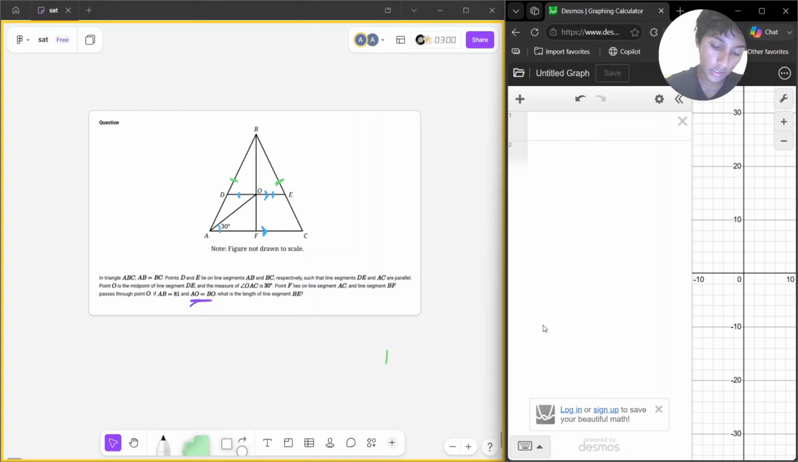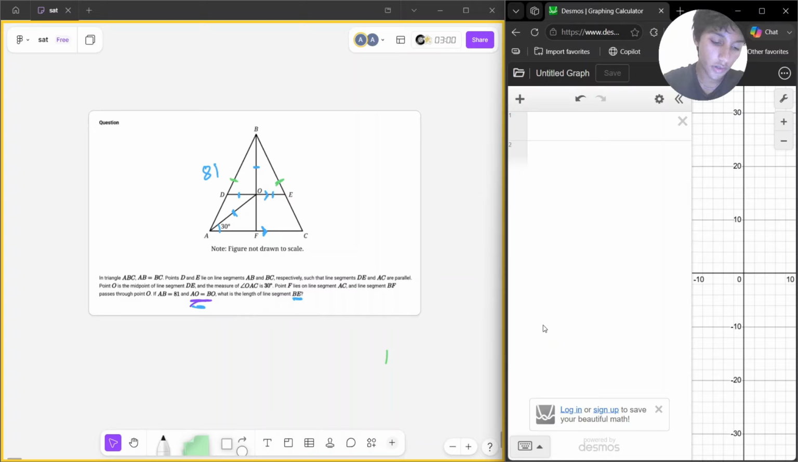Point F lies on line segment AC, and line segment BF passes through point O. AB is 81, and AO is equal to BO. What is the length of line segment BE? This is a very tricky problem.